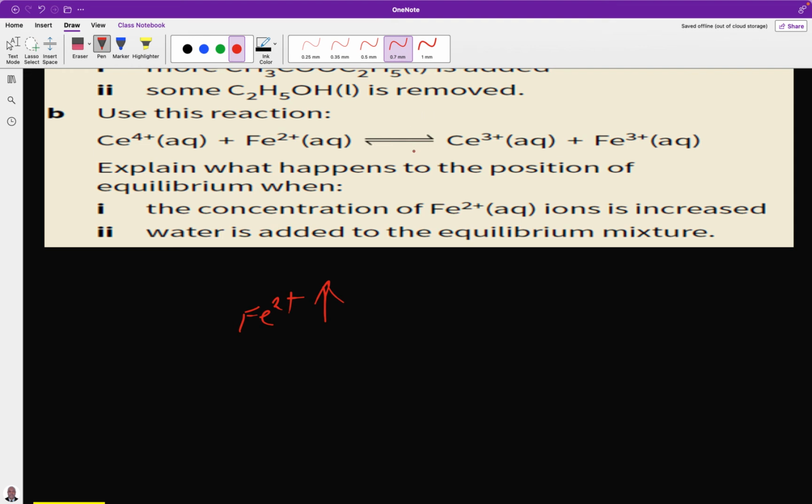The equilibrium is no longer there again. For us to restore the equilibrium, what happens? The equilibrium will shift from left to right and will favor the production of more Fe3+. When more Fe2+ is added, the equilibrium will shift from left to right, favoring the production of more Ce3+ and Fe3+.